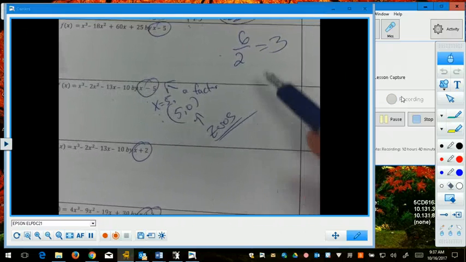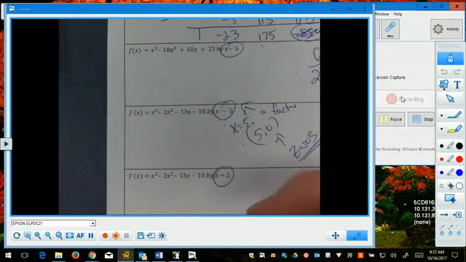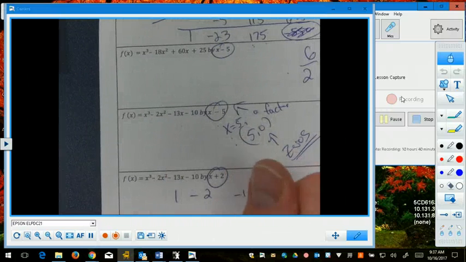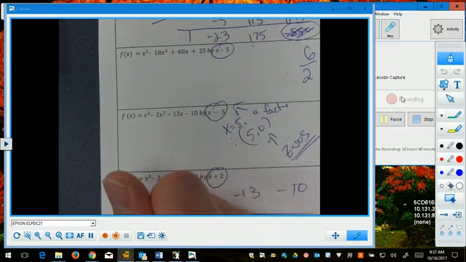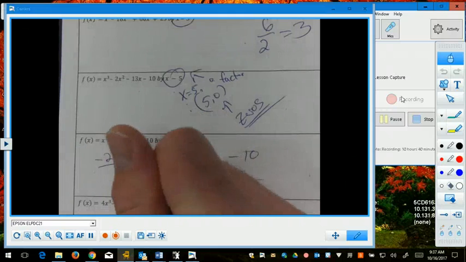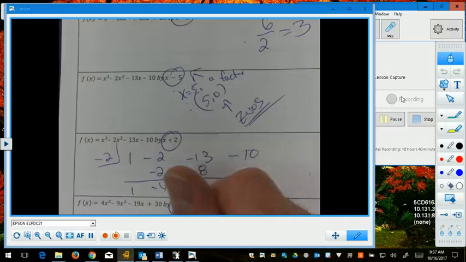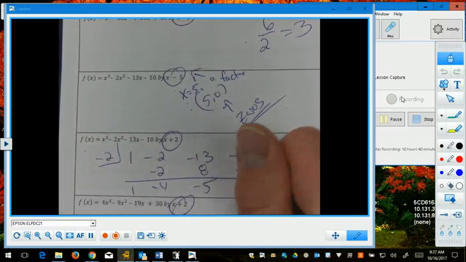4th one? So 1, 2, 3, 4. The one that's x cubed minus 2x squared? Okay. So I got 1, negative 2, negative 13, negative 10. And I got to put negative 2 in the box because I set that equal to 0. Bring down my 1. Multiply it by negative. It's positive 8. Negative 5 times negative 2 is positive 10.